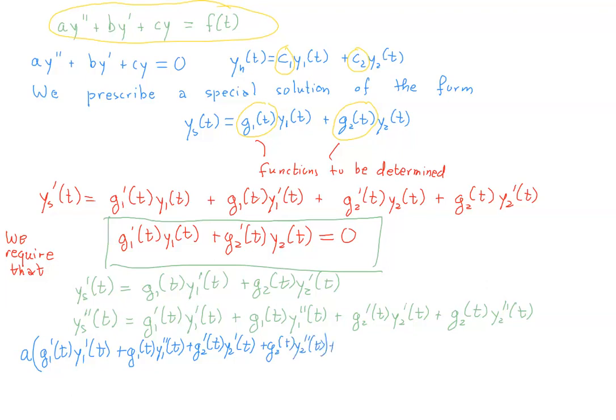Plus b times the first derivative, which is g1 of t, y1 prime of t, plus g2 of t, y2 prime of t, plus c times the function, which is g1 of t, y1 of t, plus g2 of t times y2 of t. And this should be equal to f of t. Okay, that's what we get. And you might think to yourselves, you must be kidding. This is still pretty convoluted.